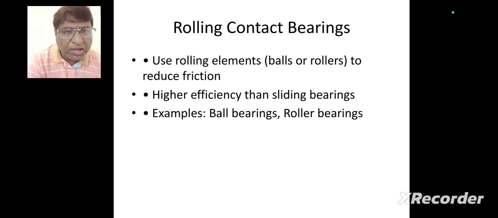So what do you mean by rolling contact bearing? It uses rolling elements or balls or rollers to reduce friction, higher efficiency than sliding bearing. And the examples of rolling contact bearings are ball bearings, roller bearings.